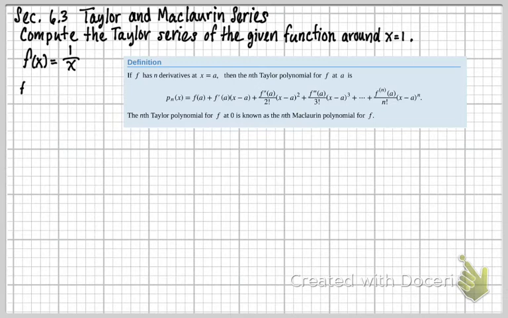So f prime of x, that's going to be negative 1 over x squared. Okay. F double prime of x, that's going to be negative 1 times negative 2 over x cubed. Now notice what I'm doing here. I'm not multiplying it out. So again, it's better that we don't multiply it out so we can actually see the pattern of what's going on here.